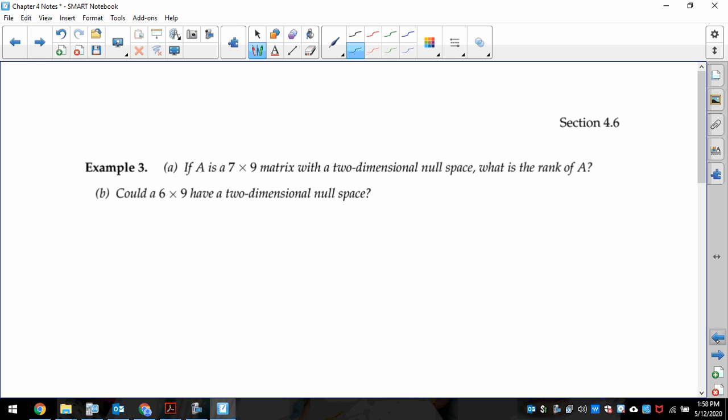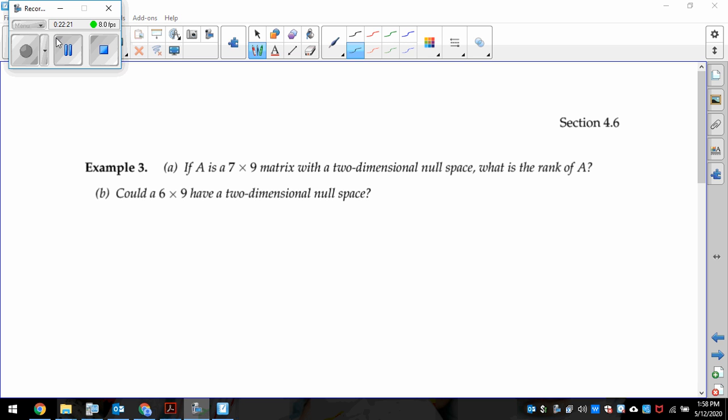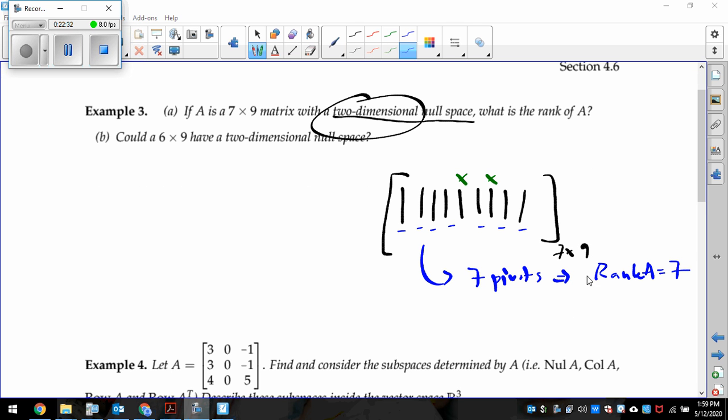Example 3 here says, part A, if A is a 7 by 9 matrix with two-dimensional null space, what is the rank of A? So maybe I'm going to pause the video here. What do you think that the rank of A is? Maybe type it in the chat real quick. I'll pause. So here, the answer is 7. You have 7 linearly independent columns. 2 of these columns correspond to free variables, since the null space is two-dimensional, and the other 7 columns correspond to pivot columns, which means the rank is 7.